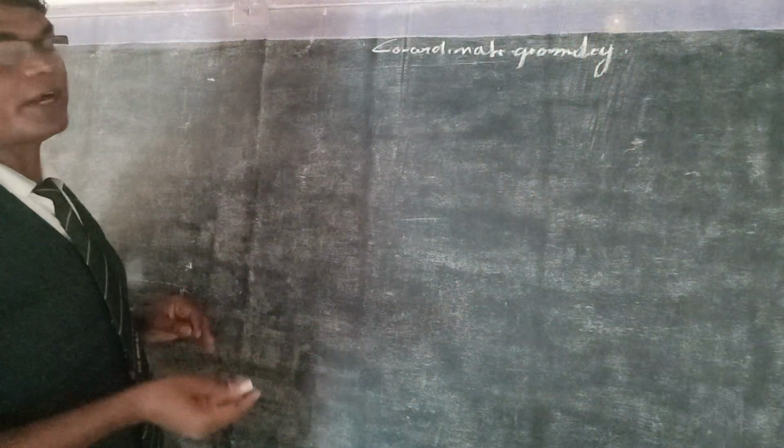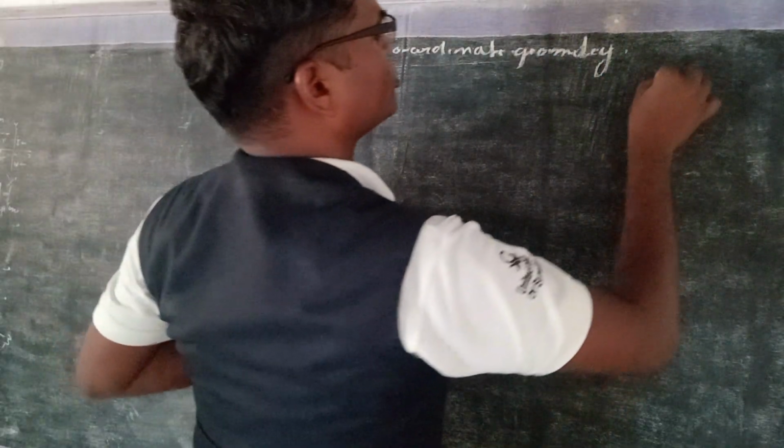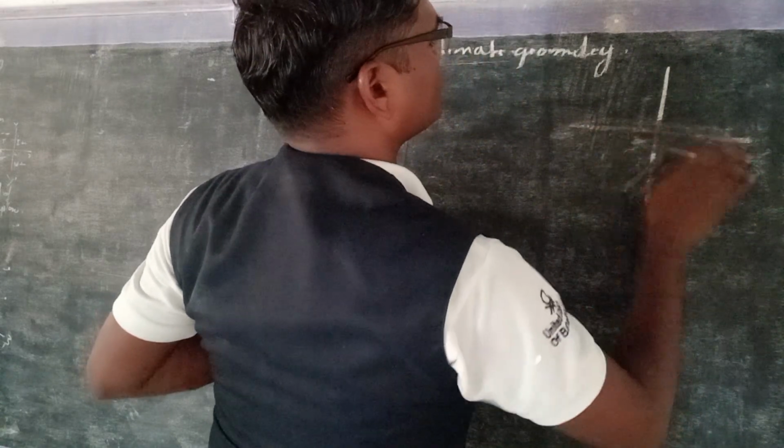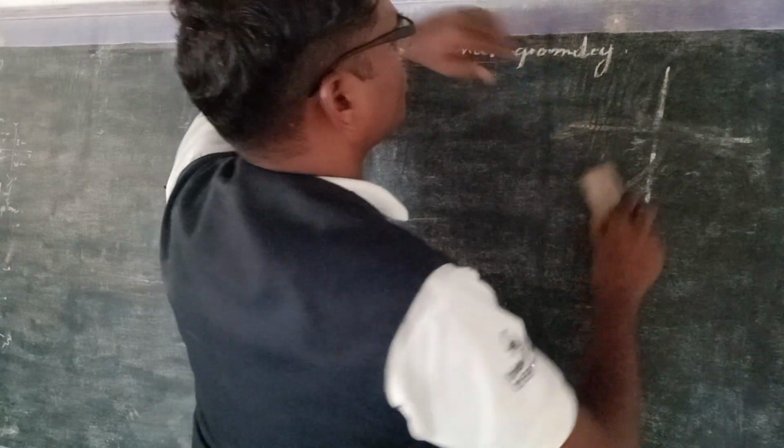Coordinate geometry. In coordinate geometry, first of all we will try to draw the x and y structures. First of all we will define things one by one. So what is coordinate geometry? Coordinate geometry is a geometrical problem solved through algebraic expressions.